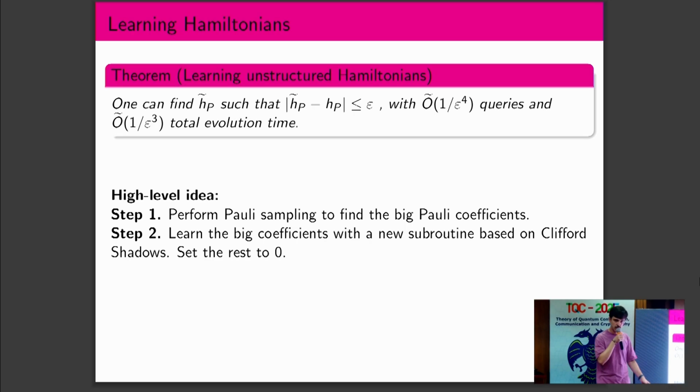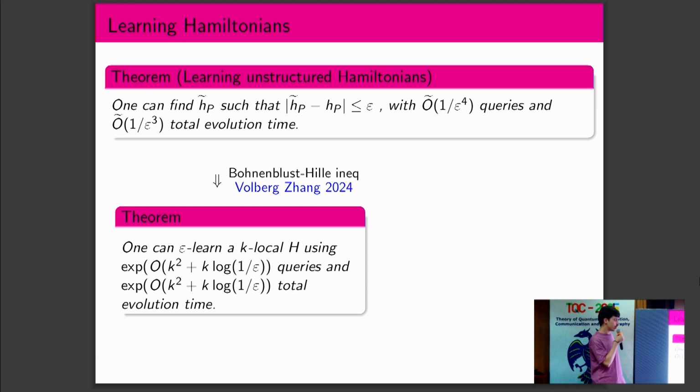You can set the rest to 0 and just focus on learning these few Pauli coefficients that are larger than epsilon. And to learn those, we develop a new algorithm based on Clifford shadows that allows you to learn quite a few Pauli coefficients at the same time. And that is our algorithm for learning unstructured Hamiltonians. The next thing that we're going to do is to explain how we can use this algorithm in order to learn structured Hamiltonians in a finer distance, such as the L2 norm of the Pauli coefficients, or the normalized Frobenius norm.